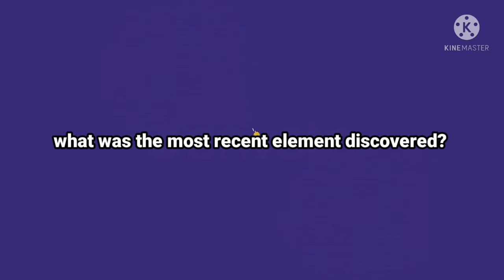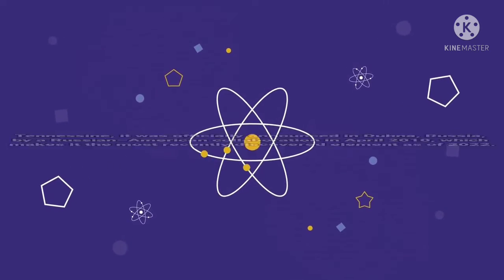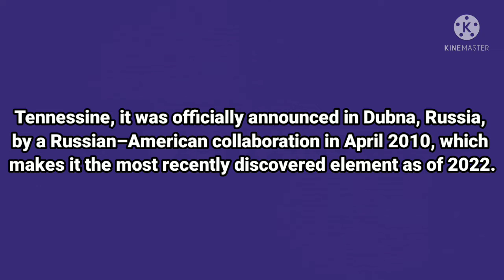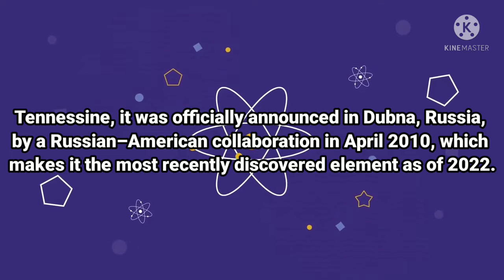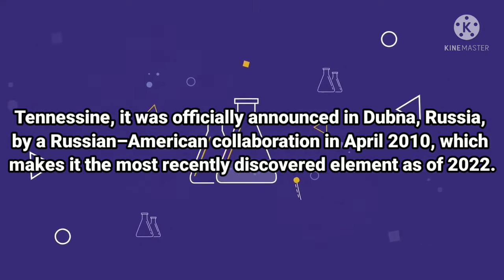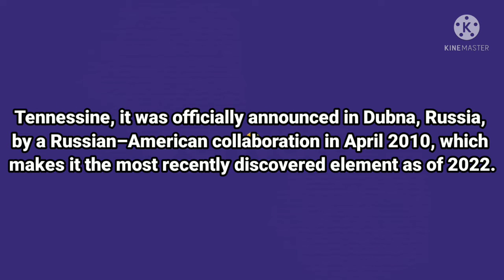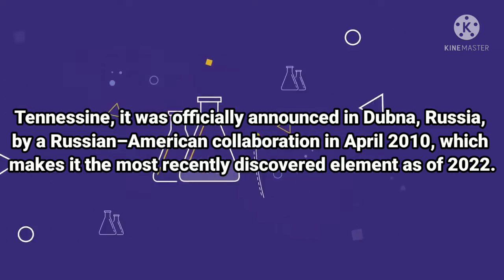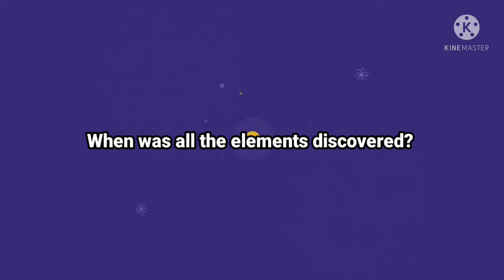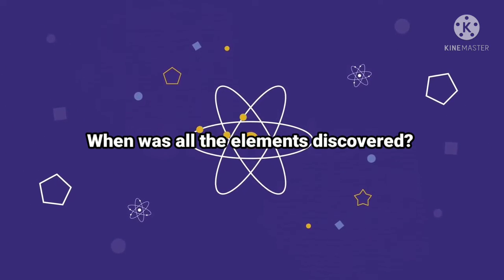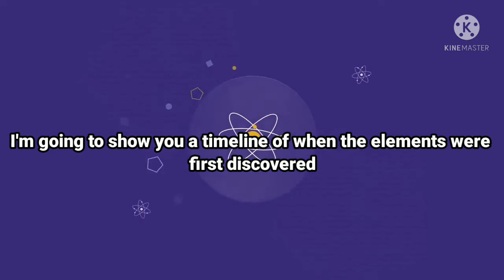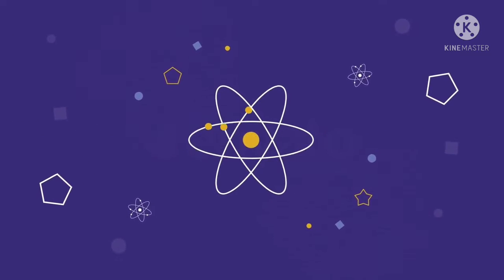What was the most recent element discovered? Tennessine. It was officially announced in Dubna, Russia, by a Russian-American collaboration in April 2010, which makes it the most recently discovered element as of 2022. When were all the elements discovered? Okay, I'm going to show you a timeline of when the elements were first discovered.